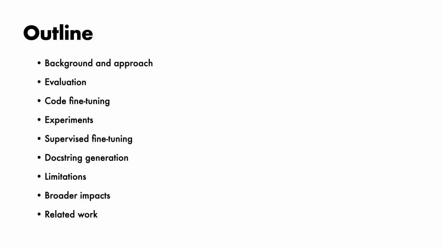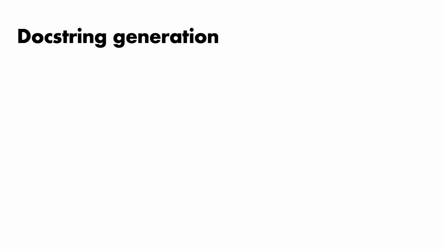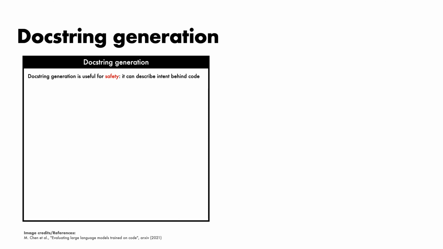Next, we'll look at docstring generation. So far, we've looked at generating code from docstrings. However, going the other way and generating docstrings from code is also useful, particularly for safety applications, since it can be used to describe the intent behind synthesized code. With Codex, we have a route to go from docstring to code, but we do not have an easy route to go from code to generating docstrings.